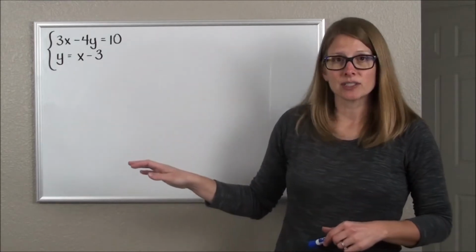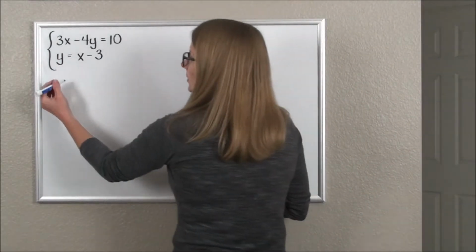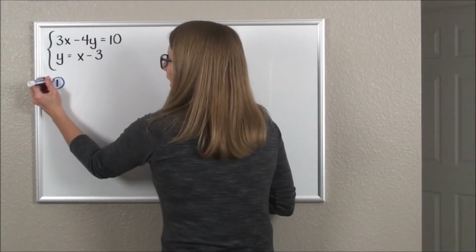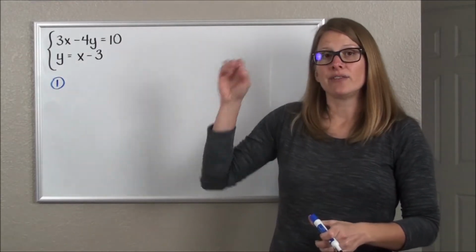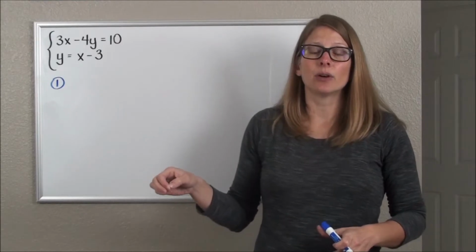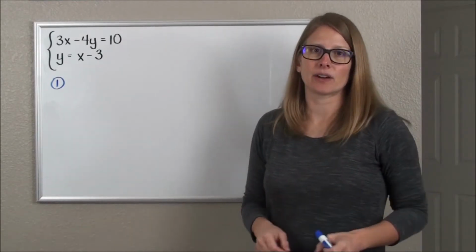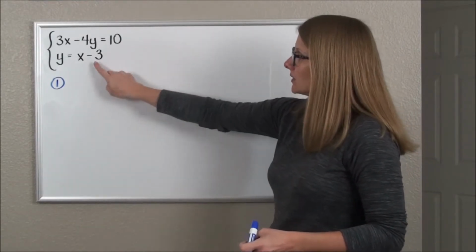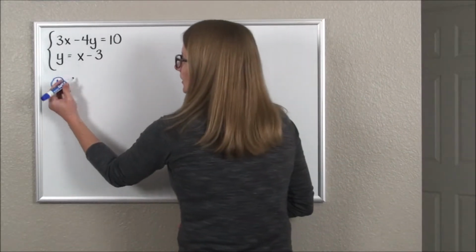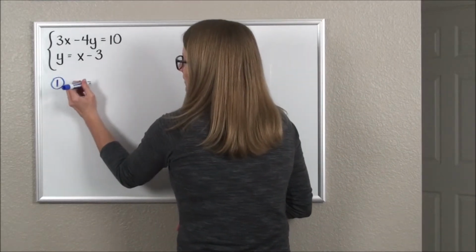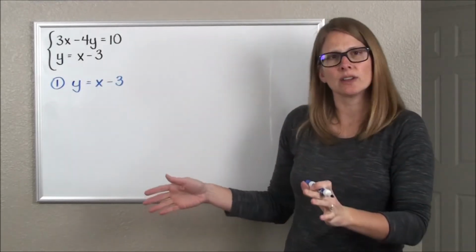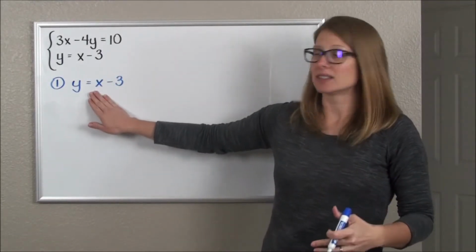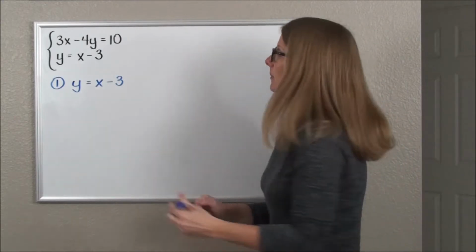The very first step, our job is to look at the 2 equations that we've been given and find one equation of the 2 where either a variable is already by itself or where it's really easy to get a variable by itself. So when I'm looking at these 2 equations, I notice that the bottom equation, y equals x minus 3, that y is already by itself. And it doesn't matter which letter, I just want a letter by itself. And so that's what I'll put in for my step 1.